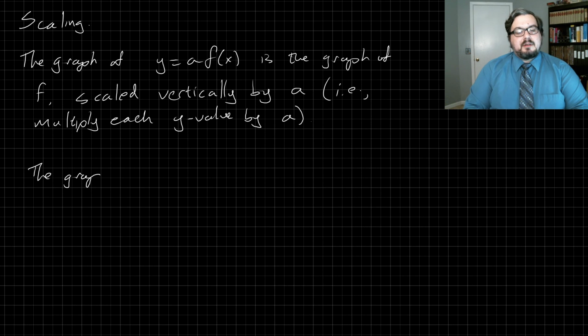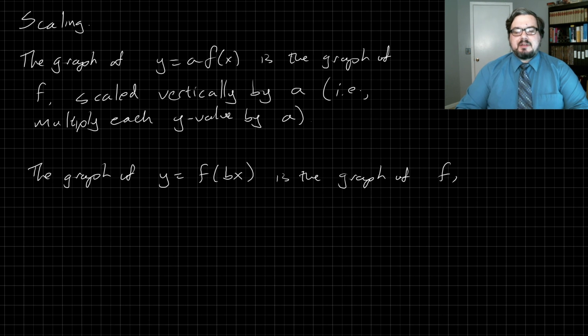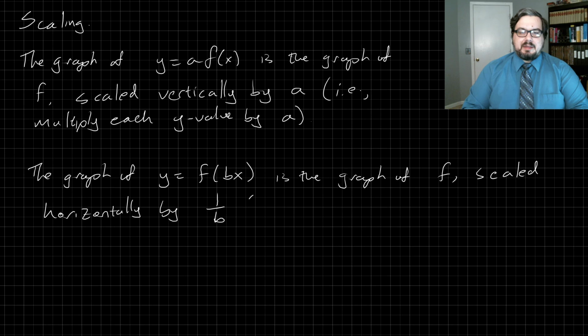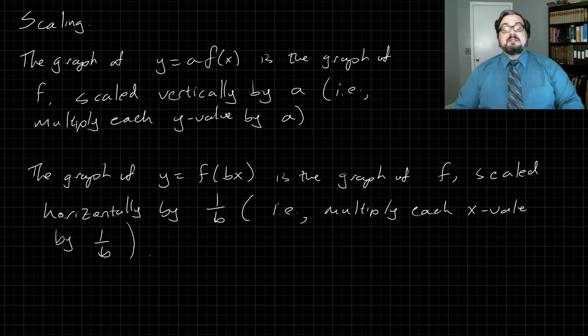The graph of y equals f of bx is the graph of f scaled horizontally by 1 over b. That is, we multiply each x value by 1 over b. Or in other words, we divide each x value by b, which is the same thing.